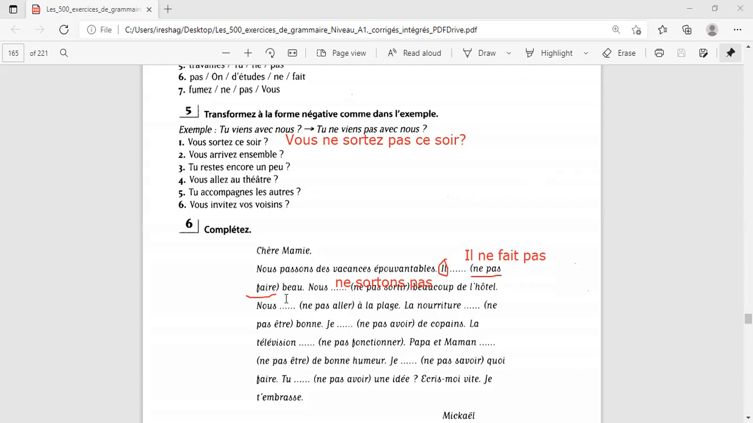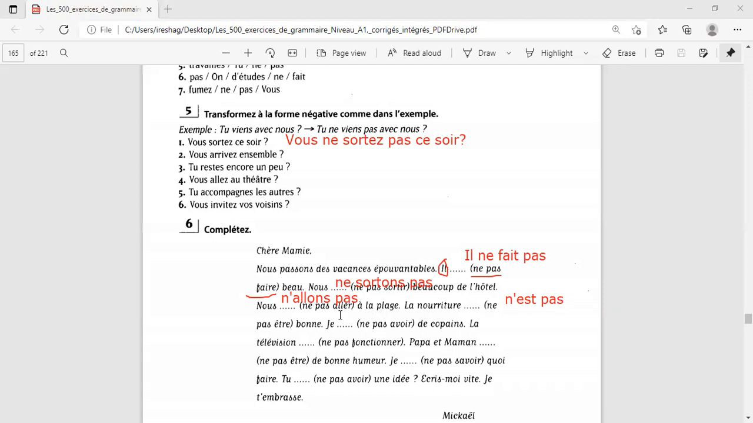Nous n'allons pas. We don't go to the beach. Nous n'allons pas à la plage. We don't go to the beach. And la nourriture n'est pas bon. The food is not good. La nourriture n'est pas bon. The food is not good.